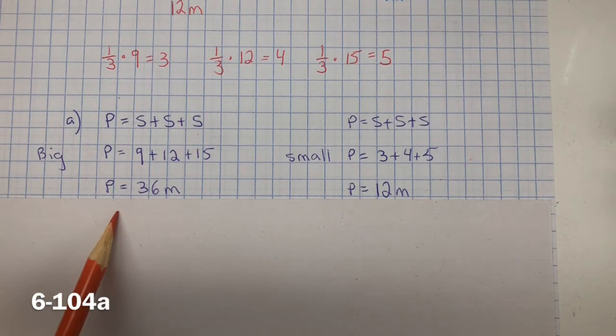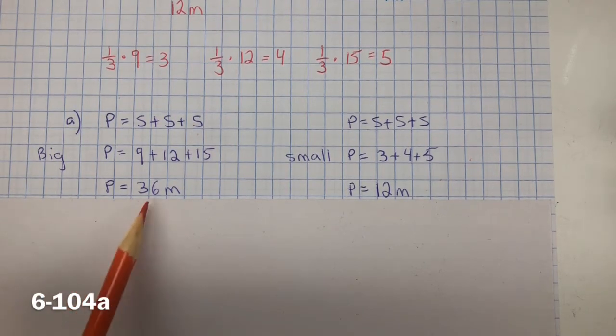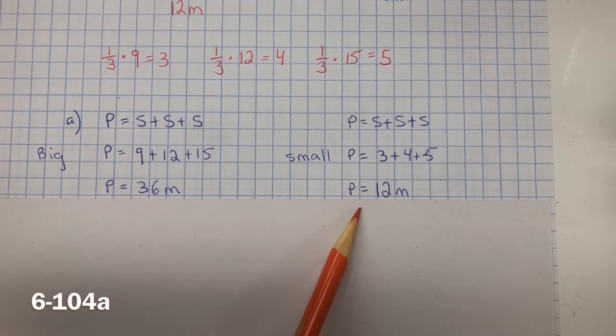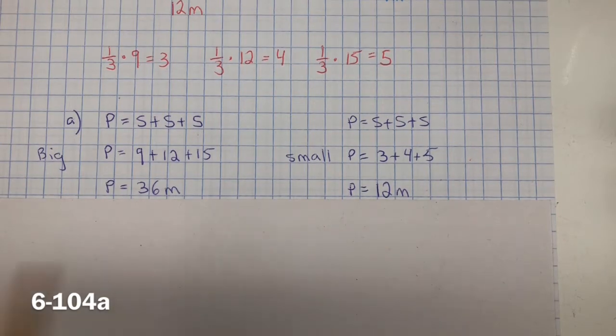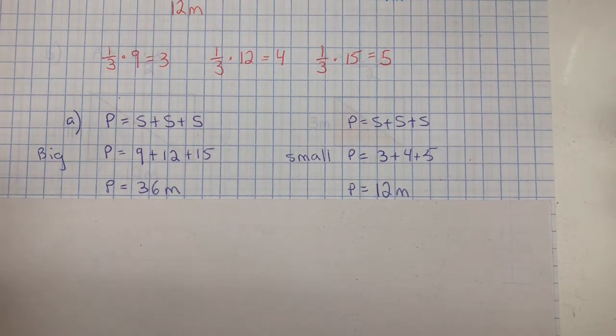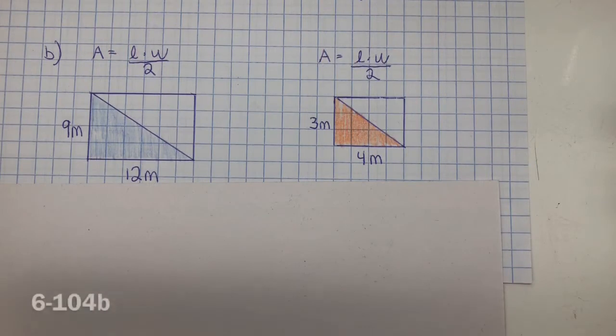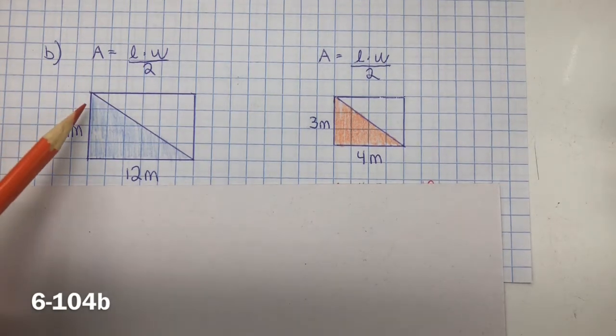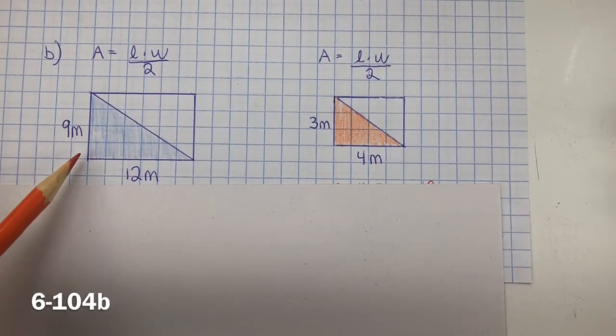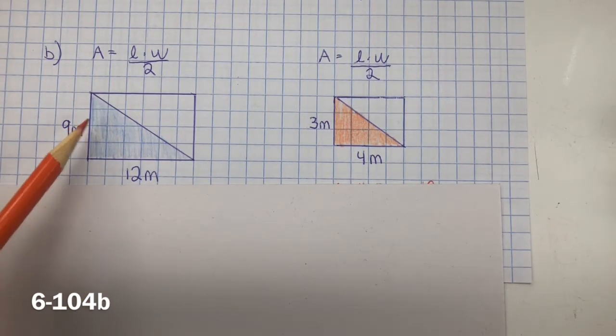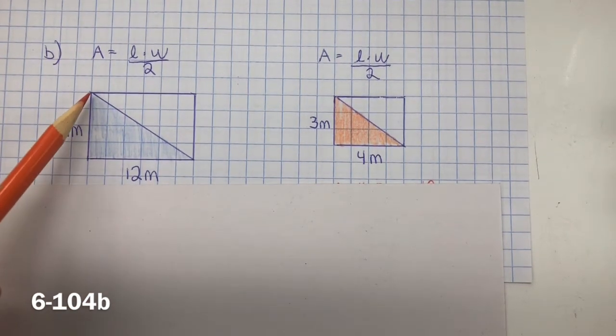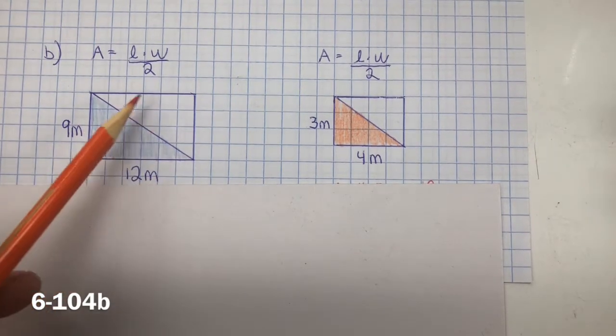So the perimeter of the big triangle is 36 meters. The perimeter of the small triangle is 12 meters. In part B, we needed to calculate the area of both triangles. Well, the area of a rectangle would be the length multiplied by the width. And if you look at it, a triangle is just half of a rectangle.